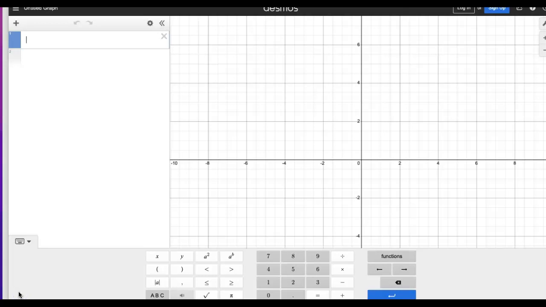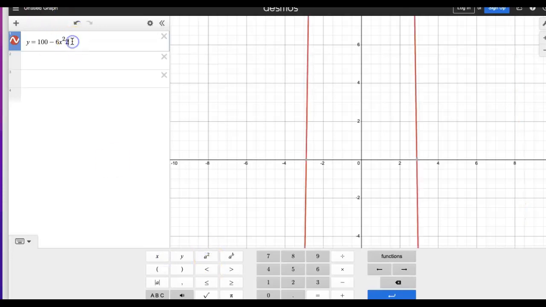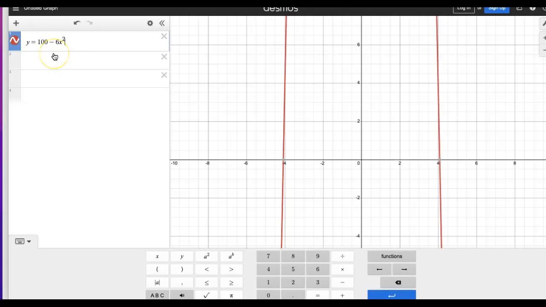Now, in this case, I'm not going to write h of t because I don't have those letters. I only have y or x. So I'm just going to write y equals, and then 100 minus 6, and then x squared. Oh, you know what? Let me go back. That was not right. We want an x squared there. So we're going to delete that and do minus 6, and then click on the x and then the squared key. And then I'm going to erase this too. Okay, there we go. So we have y equals 100 minus 6t squared.